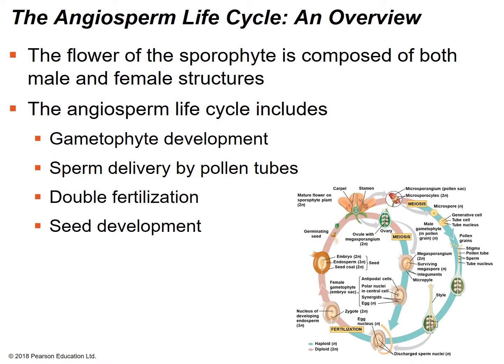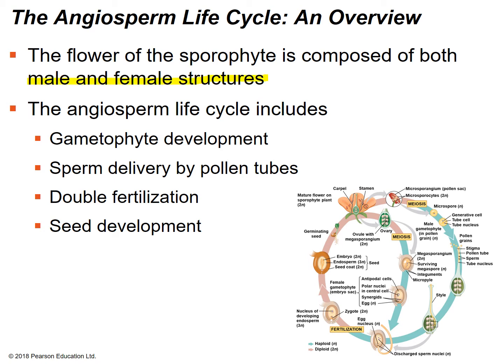The angiosperm life cycle. An overview of the life cycle. The flower of the sporophyte is composed of both male and female structures.